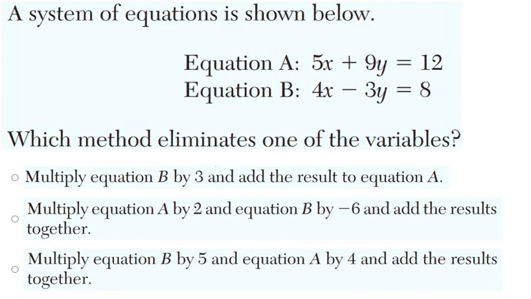Okay, Regents exam number 1, question number 15. A system of equations is shown below. Equation A, 5x plus 9y equals 12. Equation B, 4x minus 3y equals 8. Which method eliminates one of the variables?